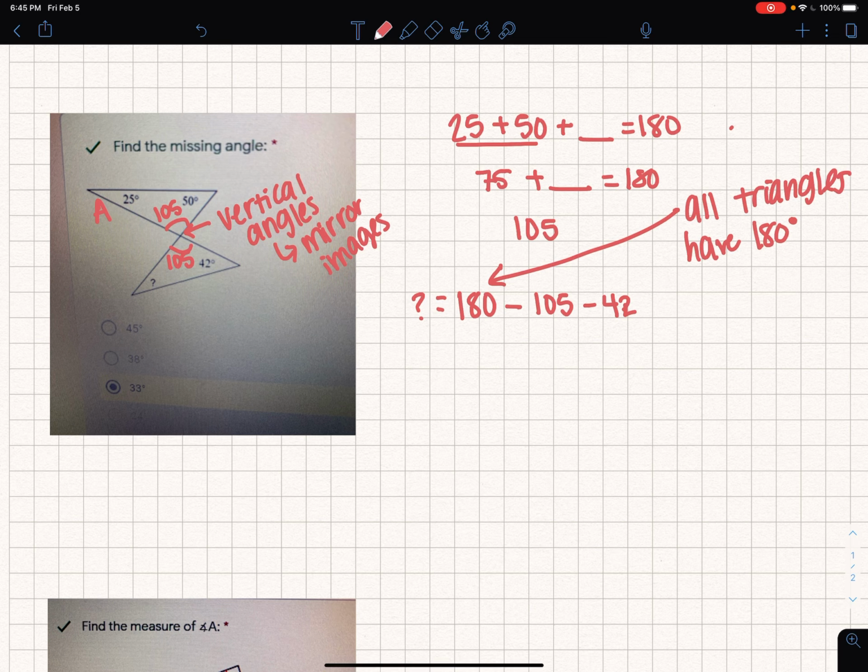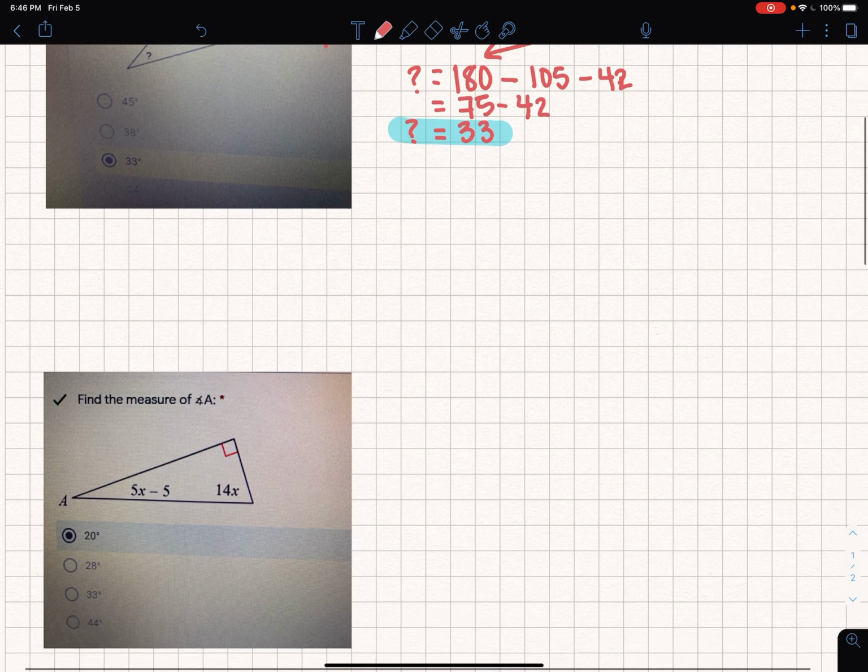Okay, so we know that 180 minus 105 is 75. And then we're just going to do 75 minus 22, which is 53. Okay, that's how we found that our question mark equals 53 degrees. All right, moving on to that second one that you gave me.